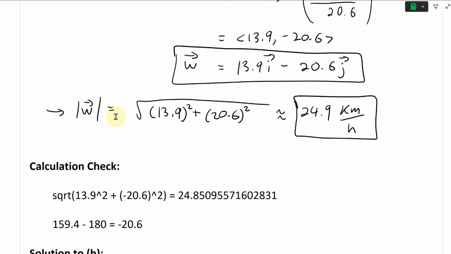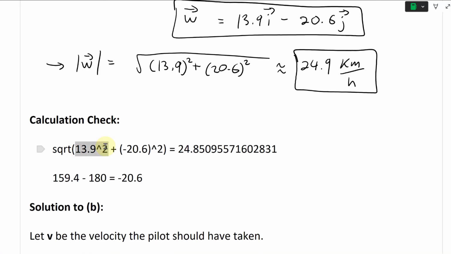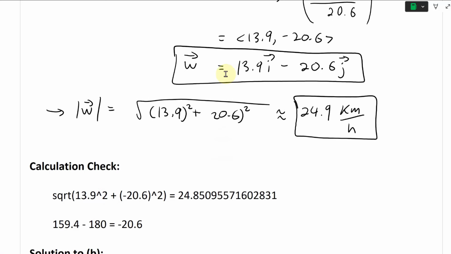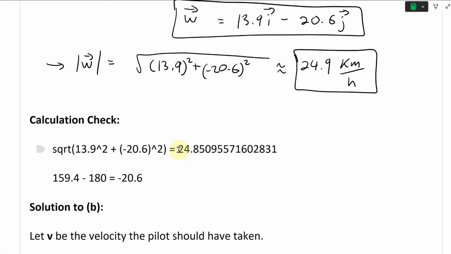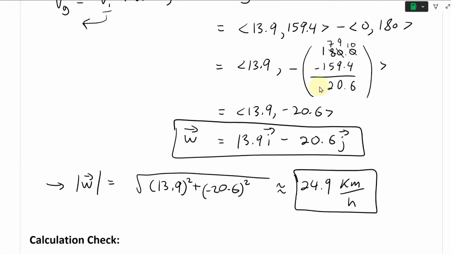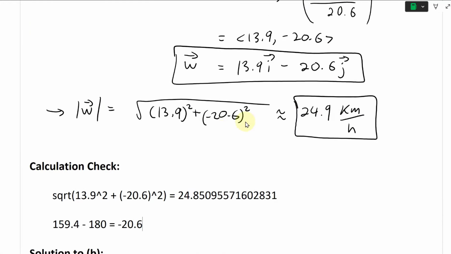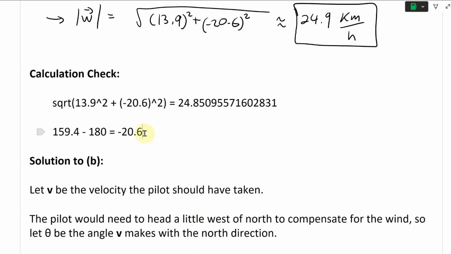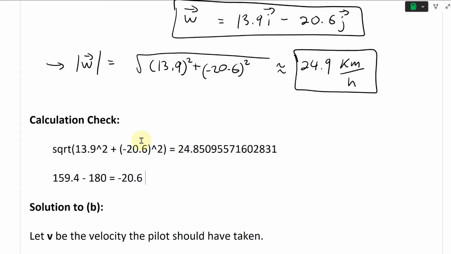Alright, so continuing further, just a quick calculation check right here. So square root of 13.9 squared plus negative 20.6 squared. And this is a negative, but it doesn't change anything, because it's squared, it's still going to be positive. So we'll put that in here. This equals 24.85, and then round it up to 24.9. And also here, just to double check my manual subtraction, you put 159.4 minus 180. This equals negative 20.6. Alright, so now we have it all correct.